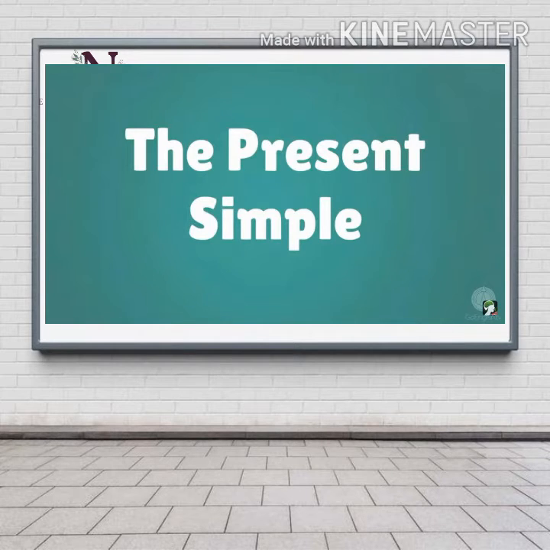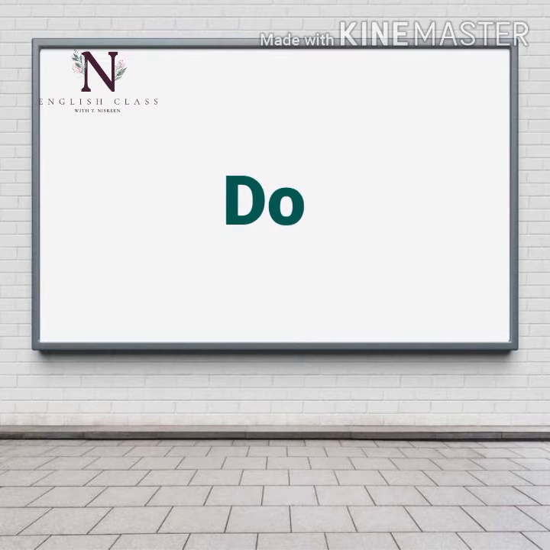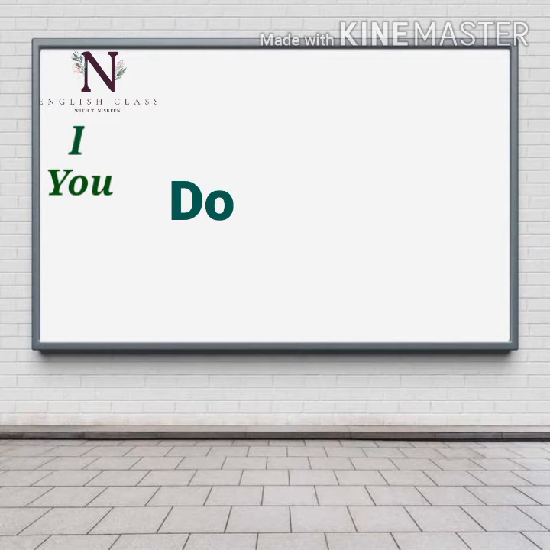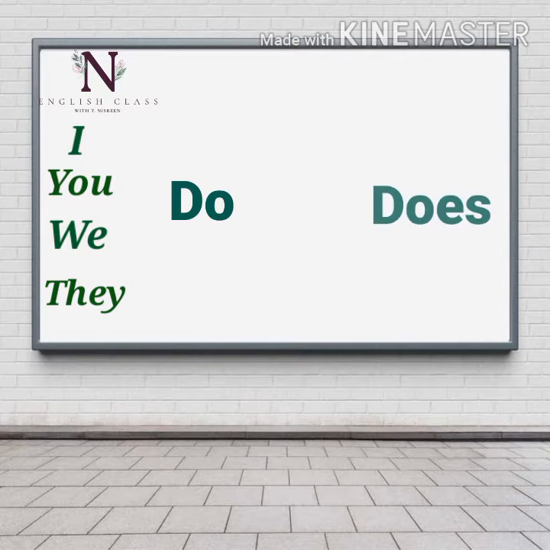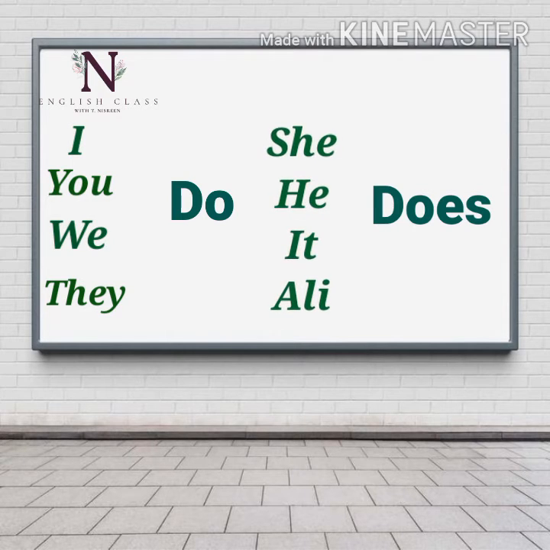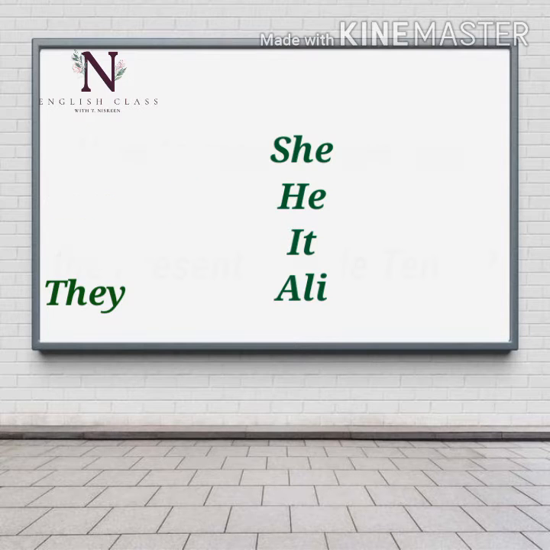We are gonna talk about present simple tense in question and negative form. Let's start with the verb to do. How can we use it in the affirmative sentence in present simple? Let's read. I do, you do, we do, they do. Now let's have a look at how to use does. For example, she does, he does, it does, Ali does.